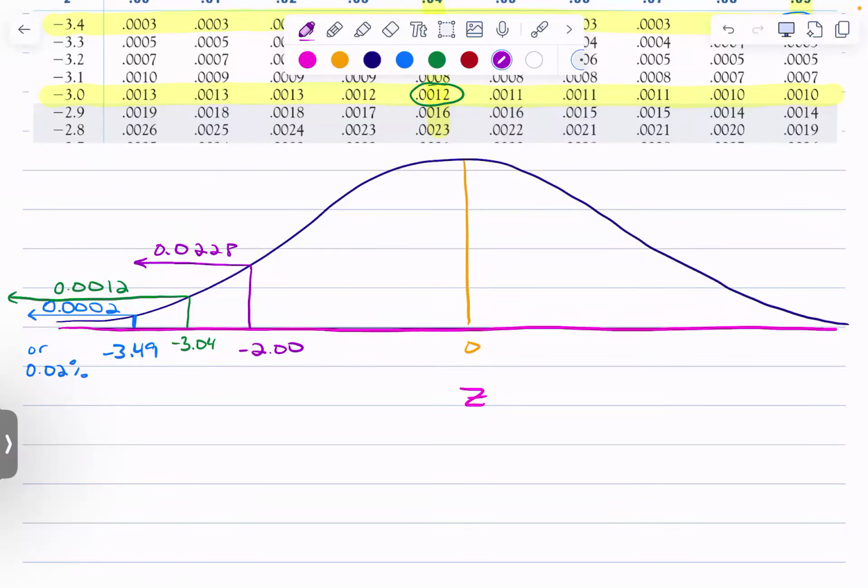Which means that if we use 2 as an approximate guide, then the probability of being below that point or more extreme, right? More extreme in this case is into the negative tail, is 2.28%. That's relatively low, right? And so that's why we use the 2 as a threshold.